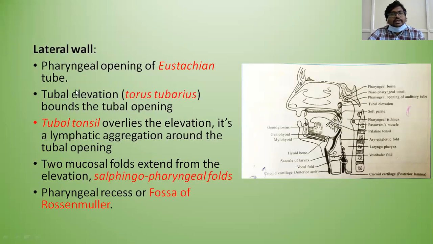Now coming to the lateral wall. Some important structures are seen in the lateral wall. The most important one is the pharyngeal opening of the eustachian tube. The eustachian tube has two openings. One opening is in the middle ear, another opening is in the pharynx. So we can see this is the pharyngeal opening of the eustachian tube.